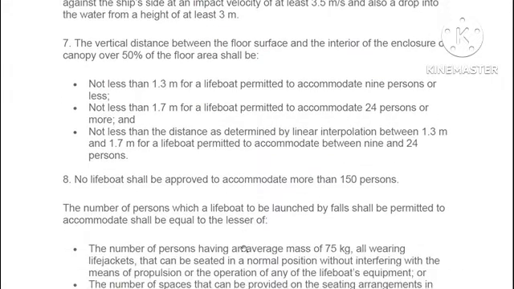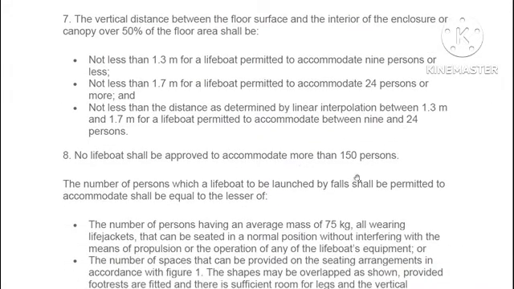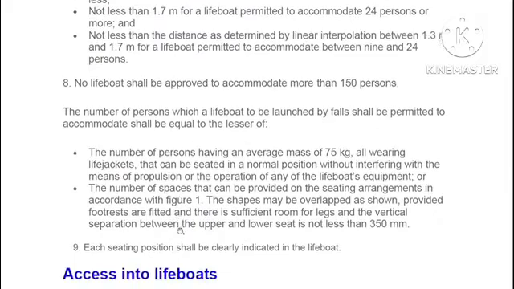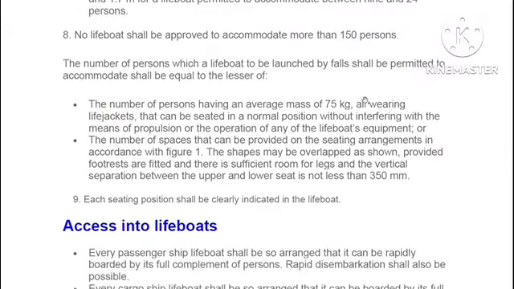No lifeboat shall be provided to accommodate more than 150 persons. So there cannot be a lifeboat designed for more than 150 persons. So this only applies in the case of a passenger ship. So these figures: the number of persons which a lifeboat to be launched by fall shall be permitted to accommodate shall be equal to the lesser of the number of persons having an average mass of 75 kg, all wearing life jackets. So these are taken into account.